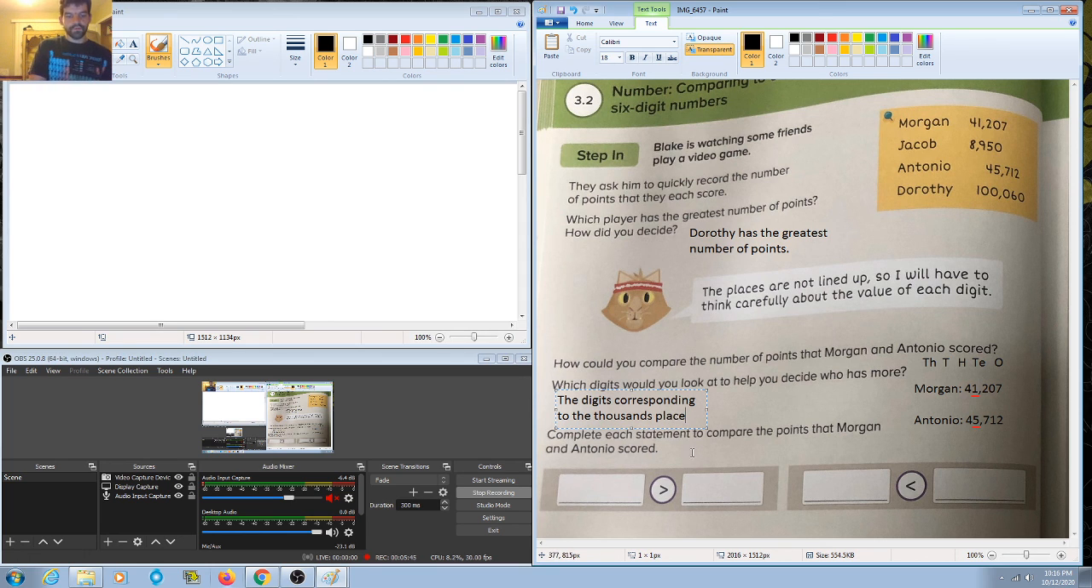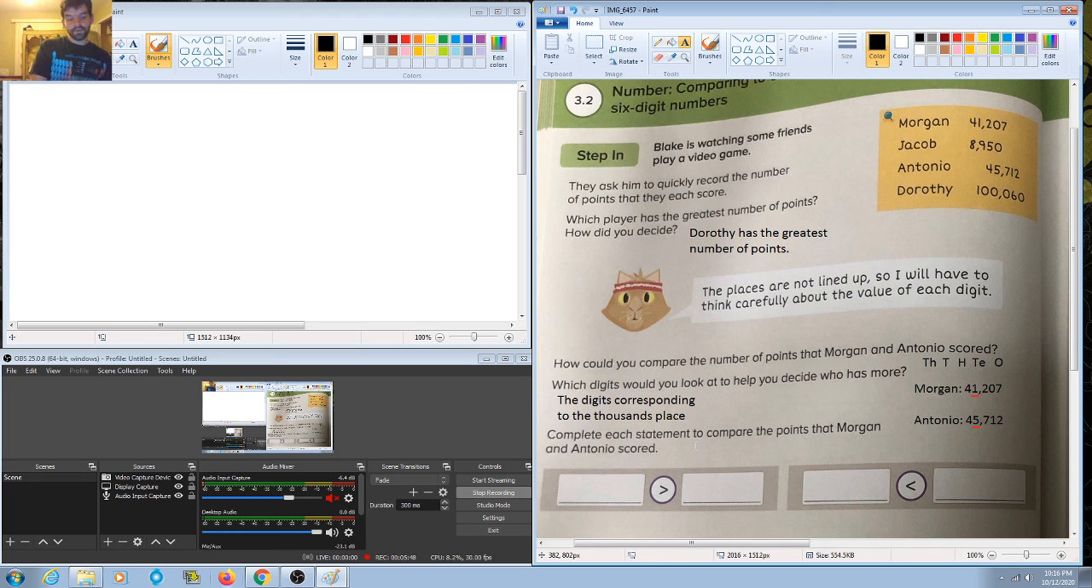Okay. So now it says to complete each statement to compare the points that Morgan and Antonio scored. Now, when you're comparing two things, you don't want to compare them to other individuals or other values besides the two that you're looking at specifically. So what I mean by that is when we're doing inequalities here, remember those inequality symbols. So the greater than sign is where the crocodile's mouth points or goes to the left.